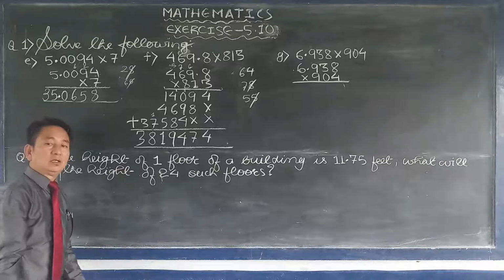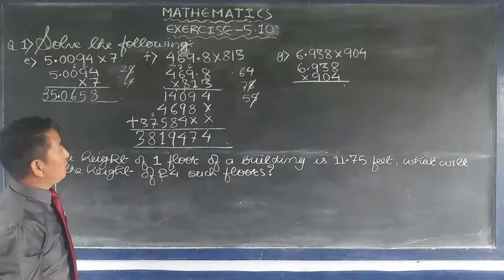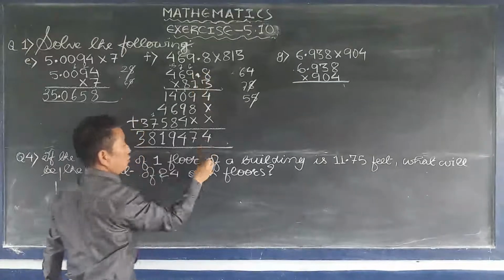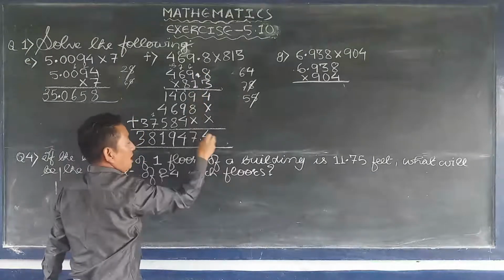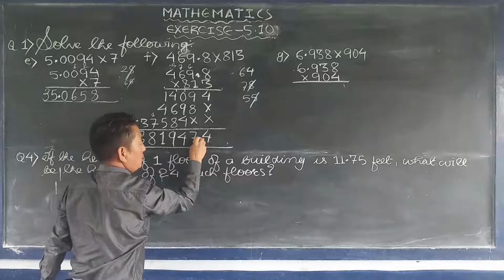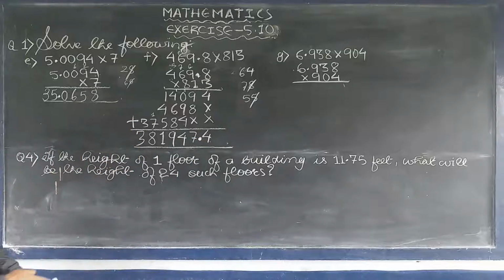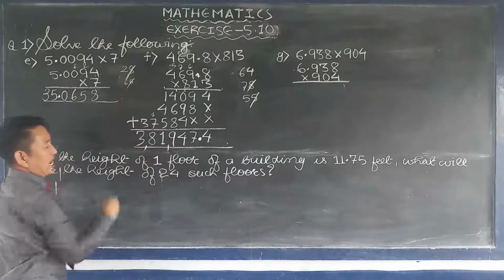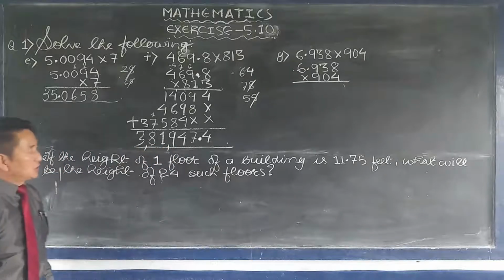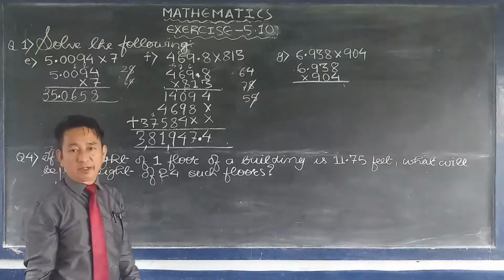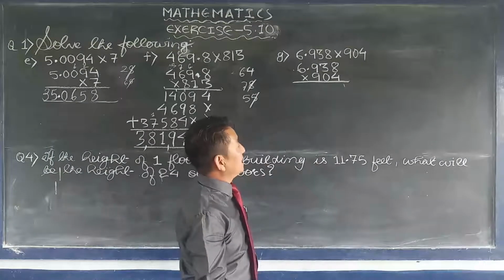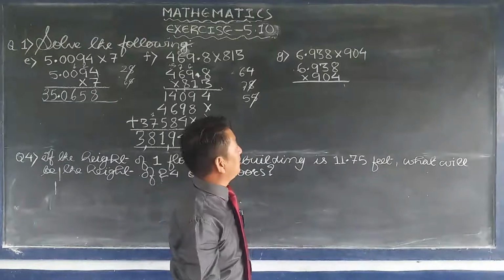We'll count the digits after the decimal point. Here only 1. So 1 place after the decimal. So here the answer is 1 stands 100, 1000, 10,000, lakh. 3,81,947.4. Now next here 6.938 is multiplied by 904.